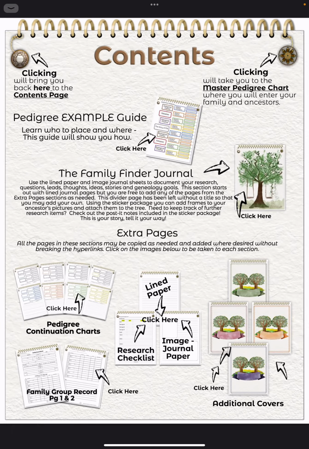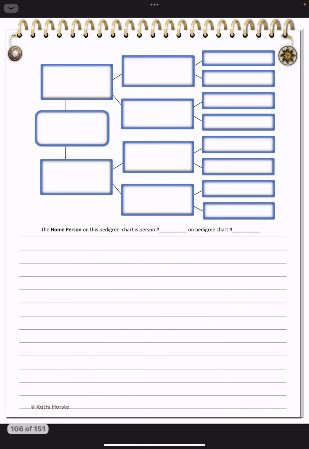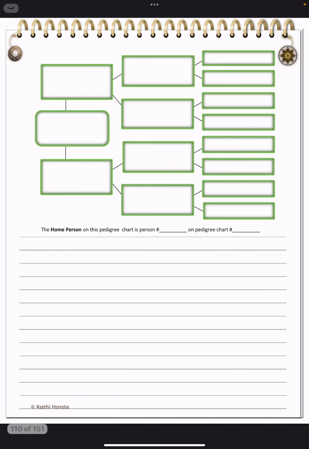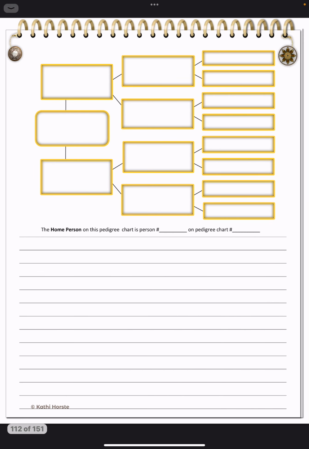We also have extra pages, what I call pedigree continuation charts, where you just need a little bit more room for one particular line. I'm going to select that. This comes in different colors, and you can copy and paste any of these to somewhere else in your journal to continue the line and add notes.